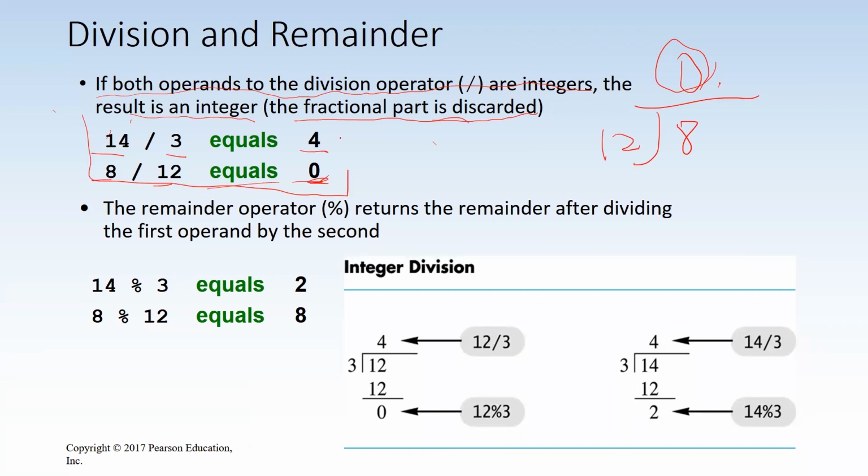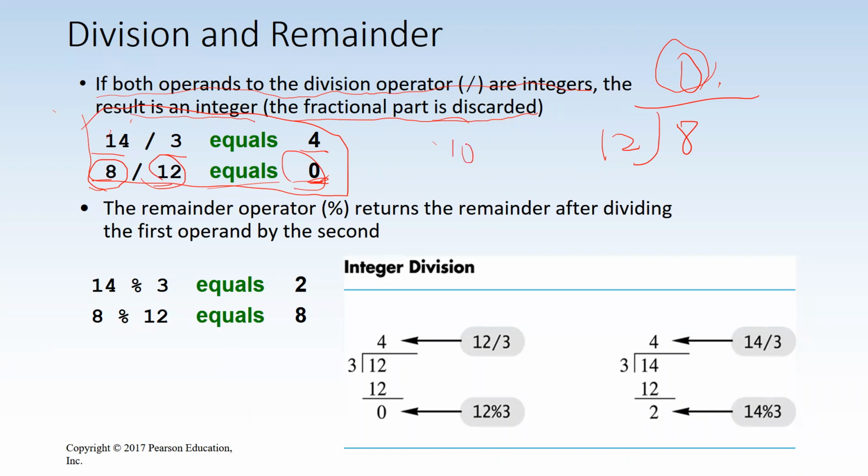This is where it's a little bit confusing, because in math, you always get the accurate result. But in computer science, it depends on the operands. If both of them are int, the result is int. Questions, everybody?